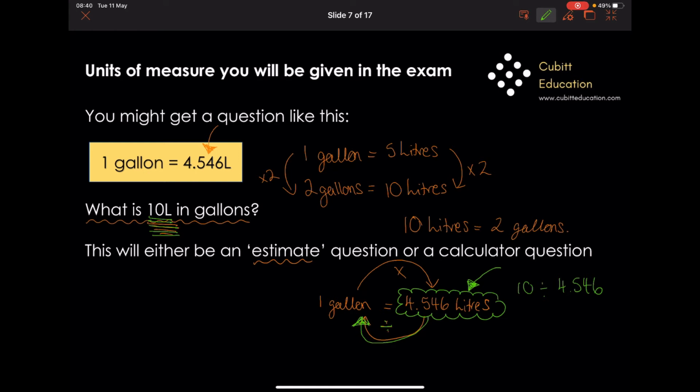So this would then be on a calculator paper or a calculator section if it wasn't an estimate. If it was an estimate, it would be on the non-calculator. And if I put that into my calculator, it would give me 2.19973. So what I would say is that it'd be about 2.2, because I'm going to round it up. So 2.2 gallons, exactly. Okay, so you've used your conversion chart again to help you to convert it exactly. Okay, let's try another question.